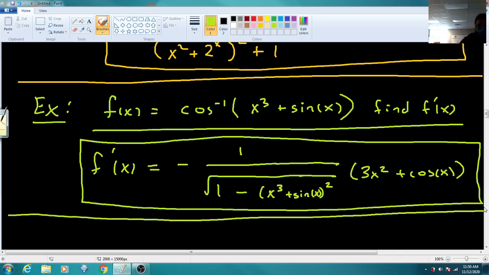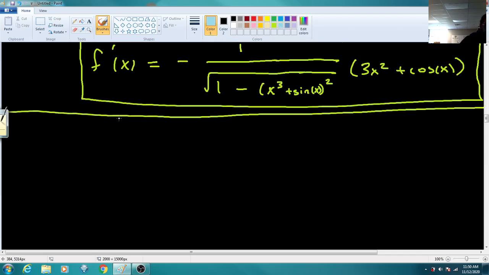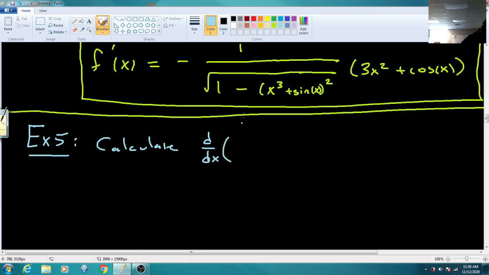So the final example we'll do is from the textbook, and then we'll say that that's good. This is example 5 from the book. It says calculate d dx of arc cosecant of e to the x plus 1, and we want to know what all that is evaluated at x equals 0.